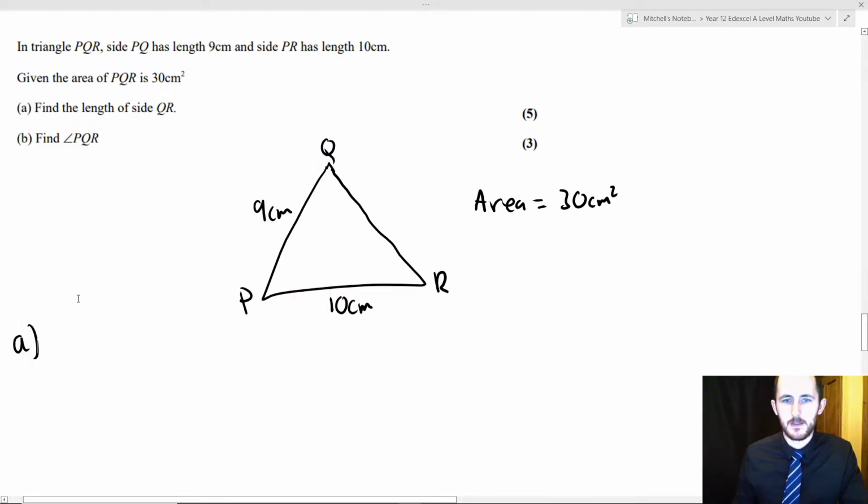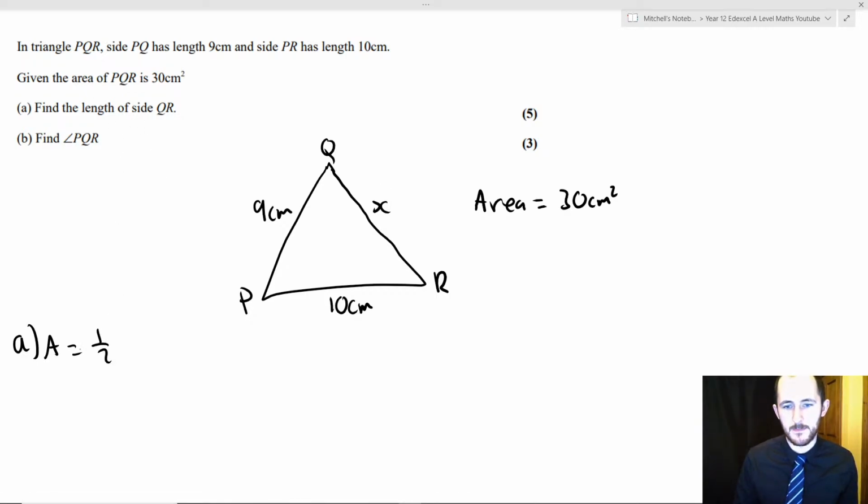Okay. Part A, find the length of side QR. So the thing is, we can't actually go straight to working out what the length of the side is. So if you're ever unsure in an exam of what you need to do, just try and work some stuff out. Okay. So if they give me the area, let's think about what the area is. Well, the area is half AB sine C. So if they give me the area, I can work out the angle, which would be this angle here.